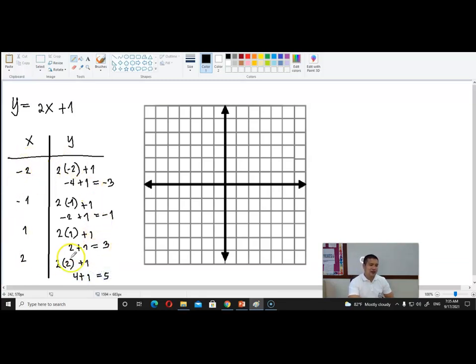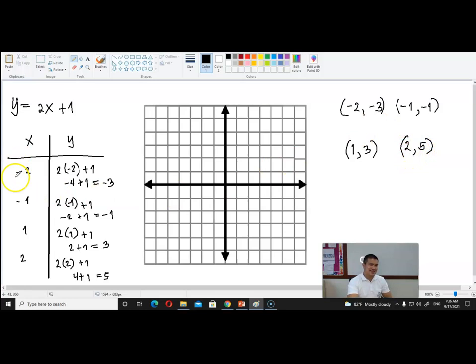So these are our ordered pairs now. What are the ordered pairs? We have negative 2 and negative 3, that is the first one. Then we have negative 1 and negative 1. The next one is 1 and 3. And after that we have 2 and 5.